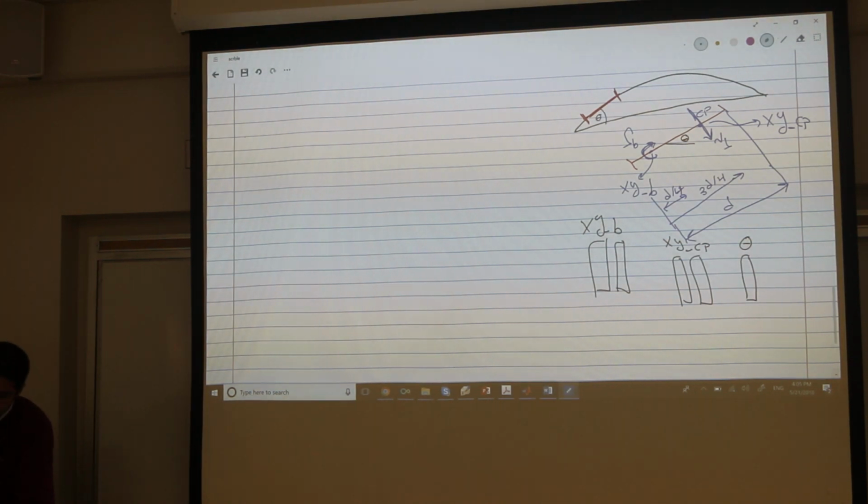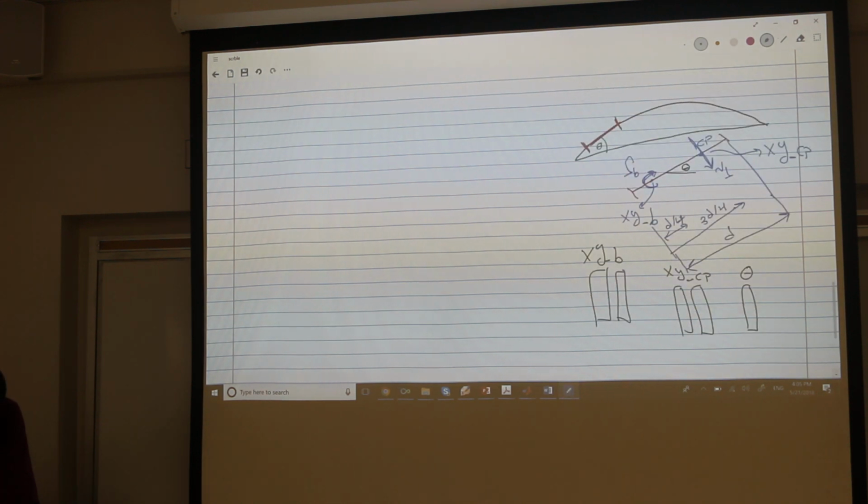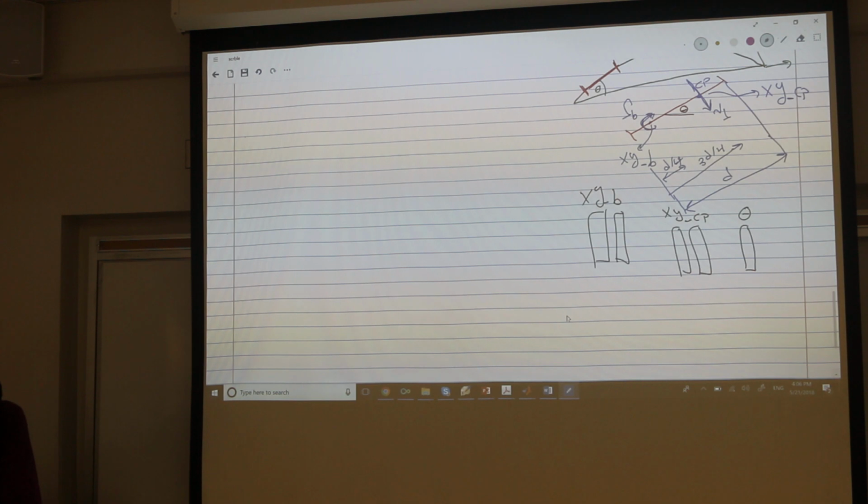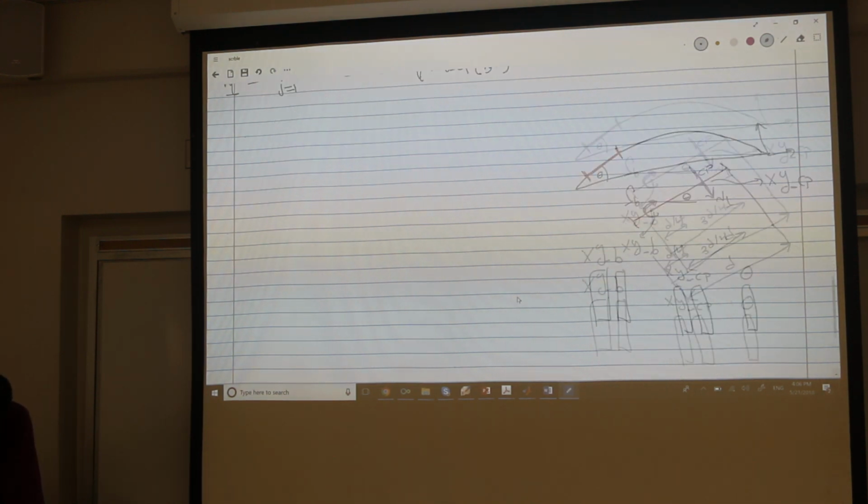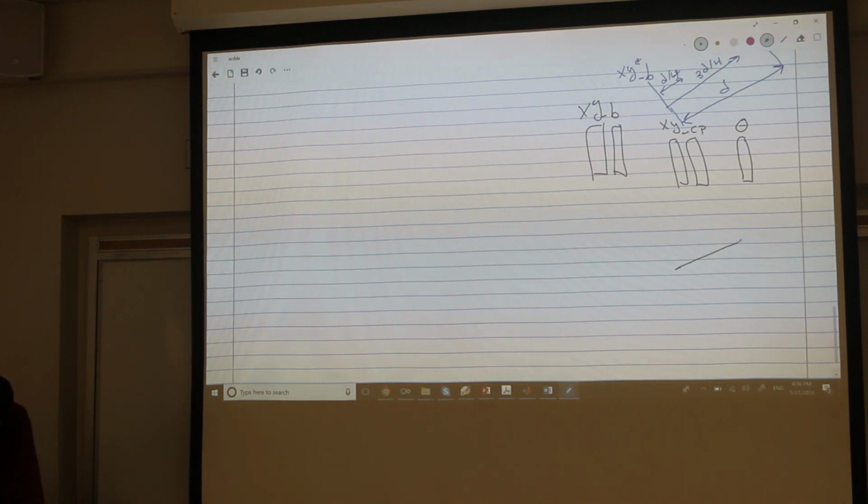This is theta. So the normal can be defined easily in these axes. This is theta, so the normal is easily defined. The normal is negative sine theta and cosine theta. So the normal at each point is also a matrix like this.